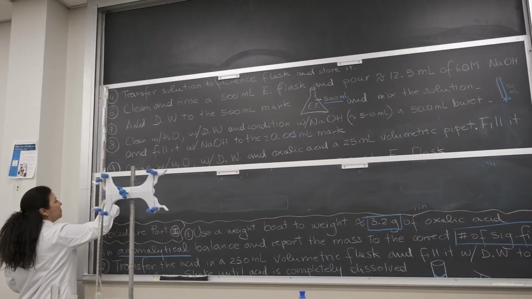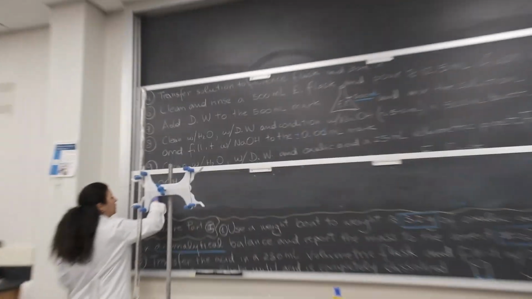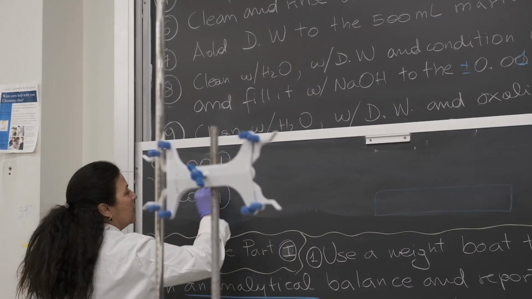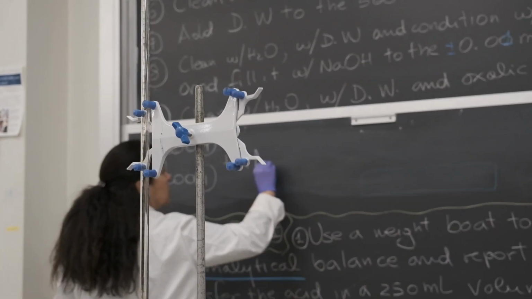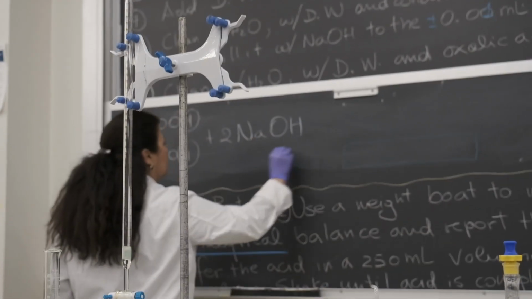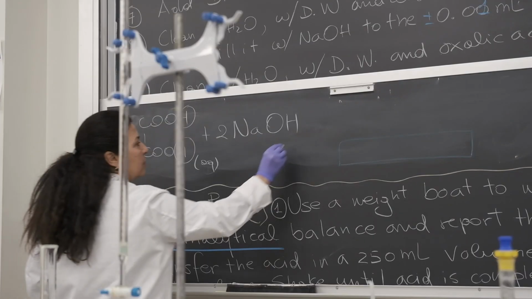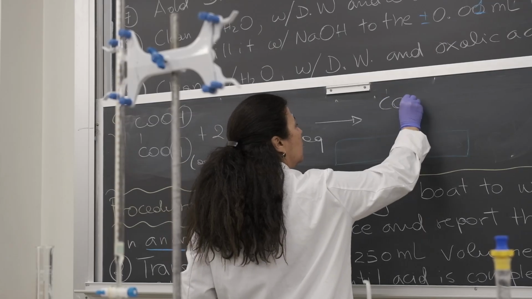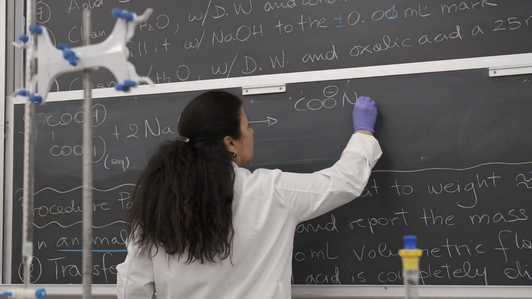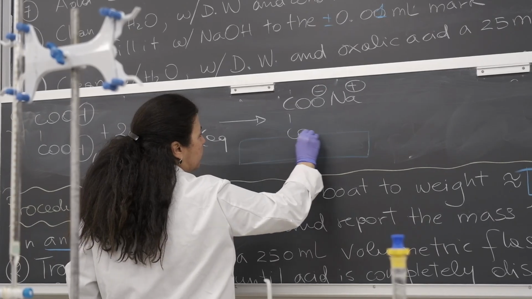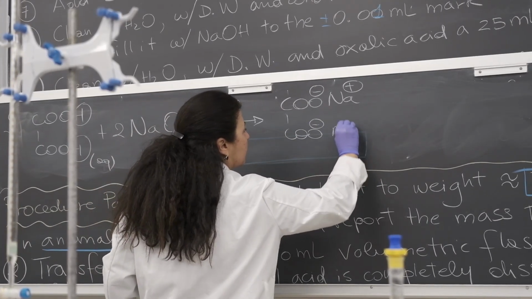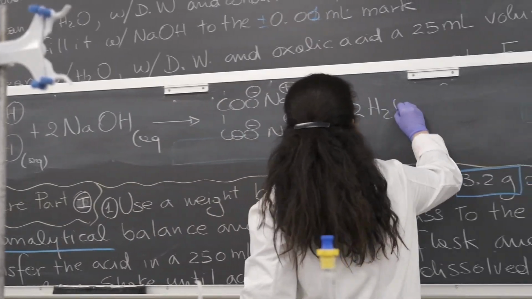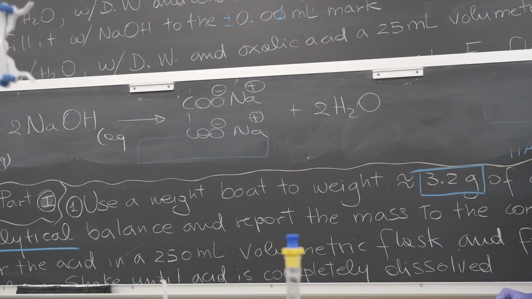So the reaction taking place is the following. The oxalic acid is a diprotic acid because these two protons react with two moles of sodium hydroxide. They're both aqueous. And this is an acid-base reaction in which we form a salt, plus two molecules of water, okay?